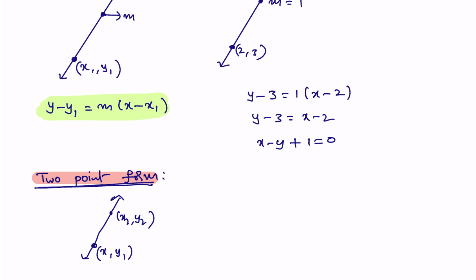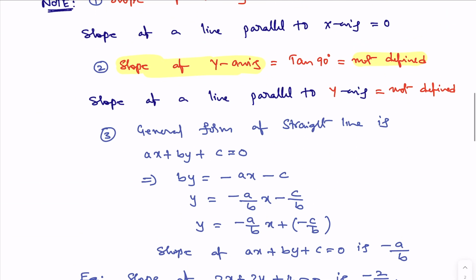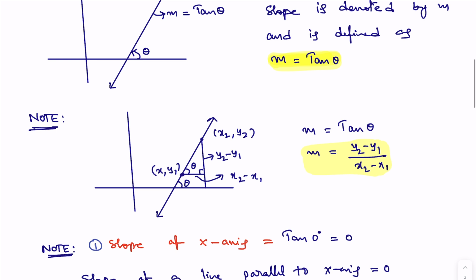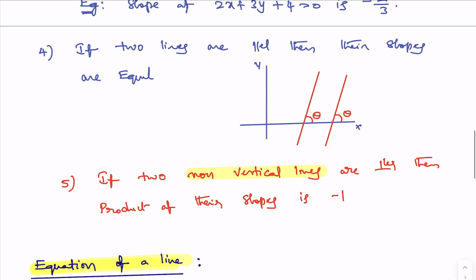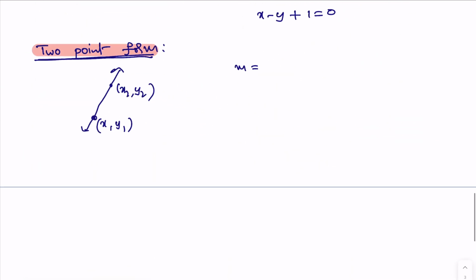In the slope concept, you learned that if a line is passing through 2 points, then you can find the slope of the line by a formula. So here, if a line is passing through 2 points, then the slope of that line is y2 minus y1 divided by x2 minus x1. As they gave, this line is passing through 2 points. You can find the slope of this line. What is the slope formula? y2 minus y1 divided by x2 minus x1.